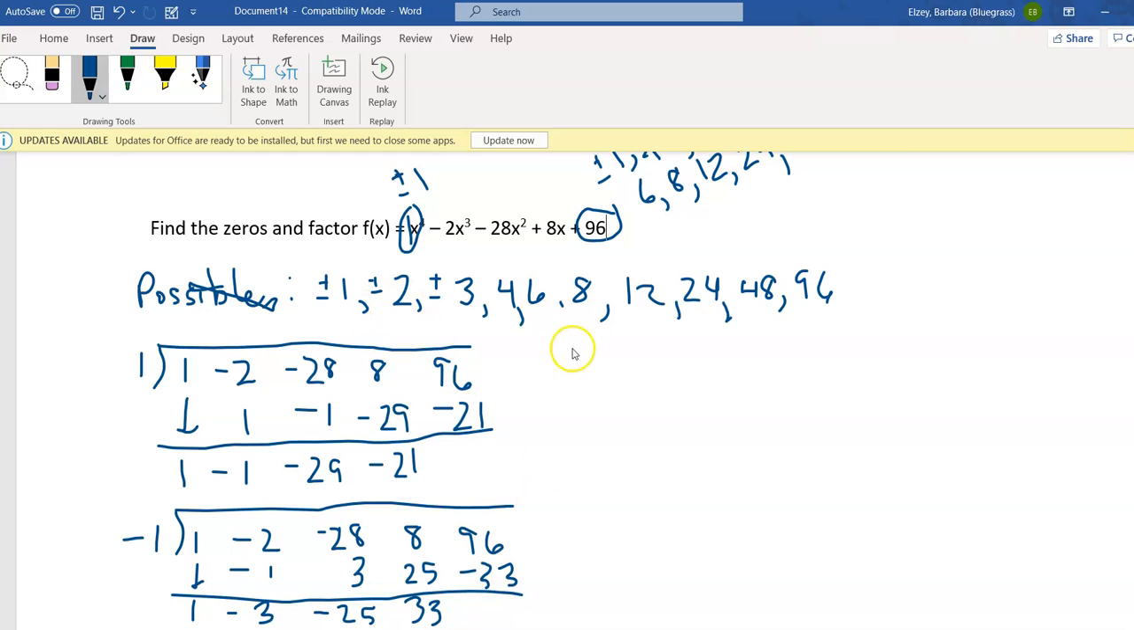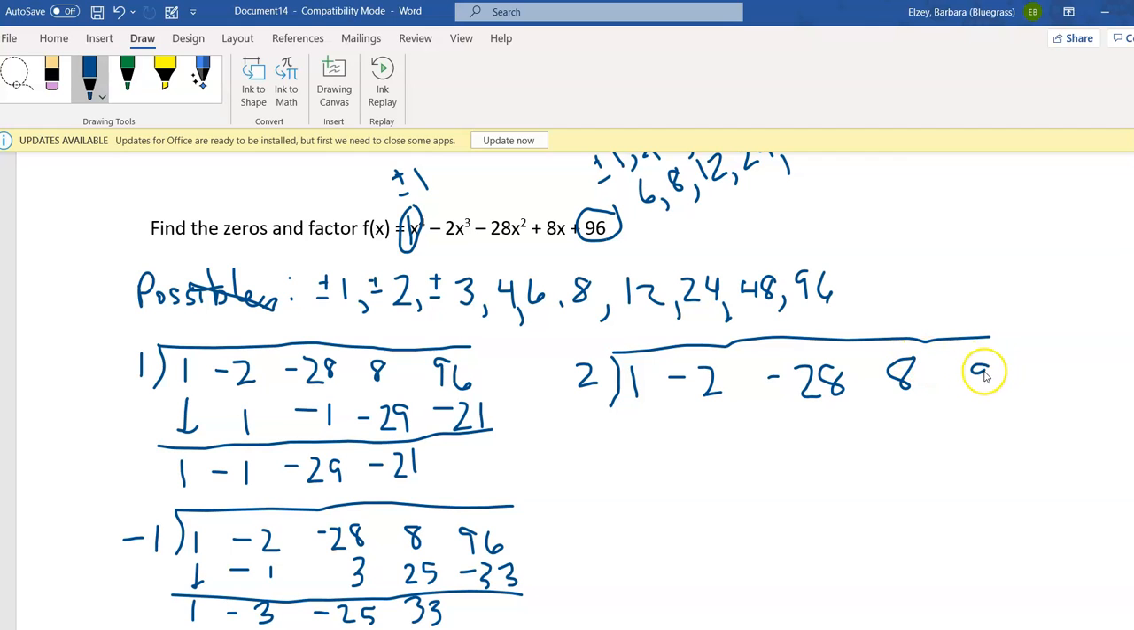So let's go to 2, and I'll just take it over here. 2 into 1, negative 2, negative 28, 8, and 96. All right.